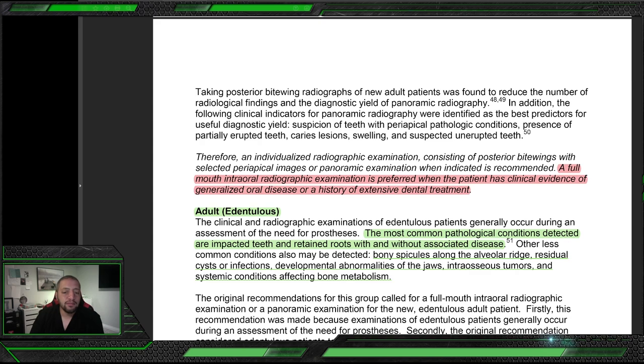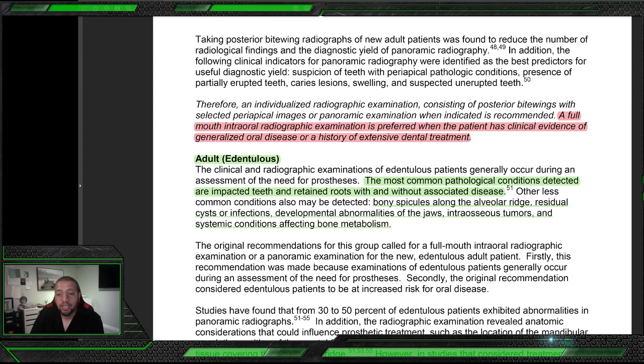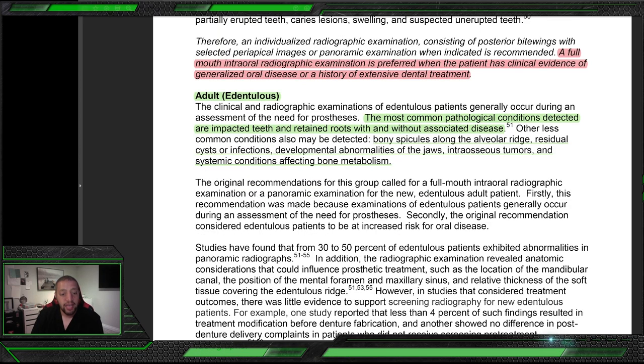Okay, and then adult, edentulous. For edentulous patients, the most common pathological conditions detected are impacted teeth and retained roots with and without associated disease. So if the patient comes to your office and he has dentures, upper and lower complete denture, you don't say, okay, we don't need to take an x-ray. No, at least you need to take a PAN because you might find a retained root or impacted teeth at the back, bony spicules along the alveolar ridge, residual cyst or infection, developmental anomalies of the jaw, intraosseous tumor, and systemic conditions affecting bone metabolism. So you should take this x-ray at least for him.